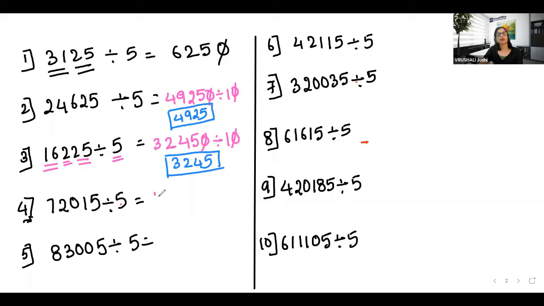7 double 14, 2 double 4, 0 double 0, 15 double 30 divided by 10. Cut out, cut out. What is the answer? 14403. It's a one line answer. You don't have to write the full division there.